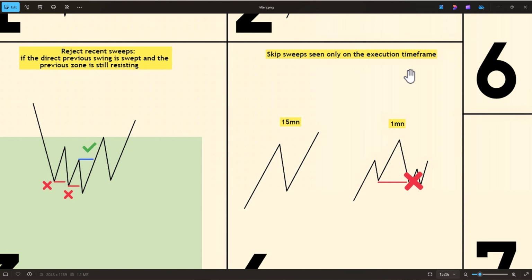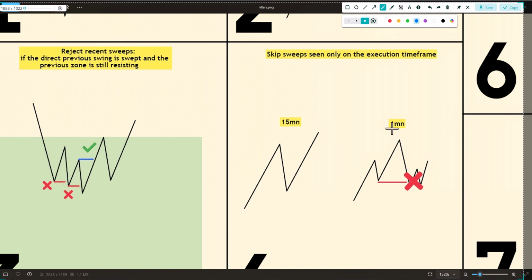So what do we mean by that? Let's say, for example, that the price swept this low right here, okay? This low is seen only on the 1 minute, which is the time frame that you execute on, for example. This whole down move is represented with this, and this low right here is seen here. As you can see on the 15 minute, you can see it because it is only a candle low. So it is not a formation of 3 candles.